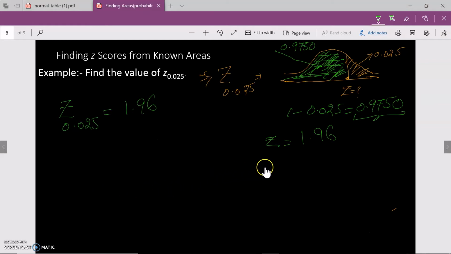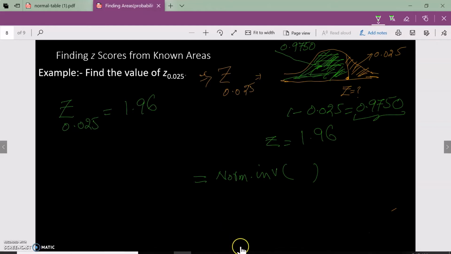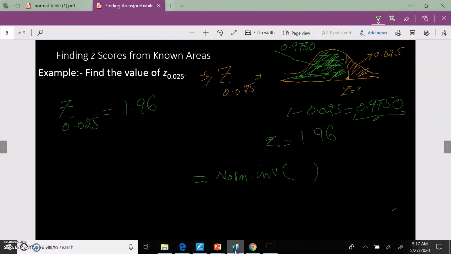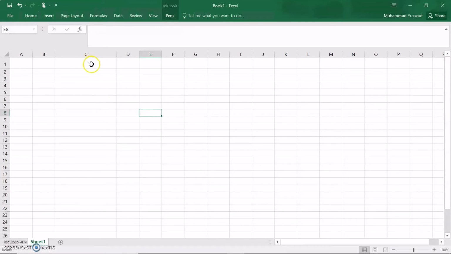Now the same computation can be done by using Microsoft Excel, and the command is equal sign NORM.INV, inverse, and you provide the argument and it will give you the z-score. How are we going to do that? Let's see in Microsoft Excel. Here we are now in Microsoft Excel.